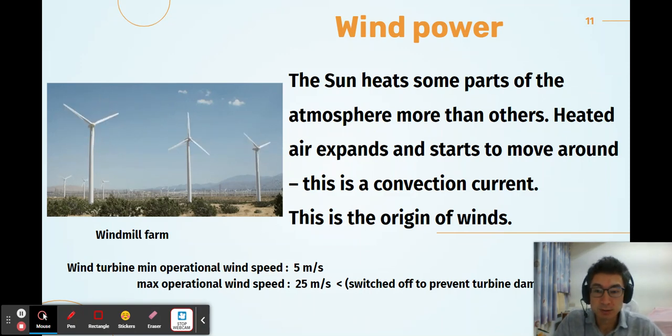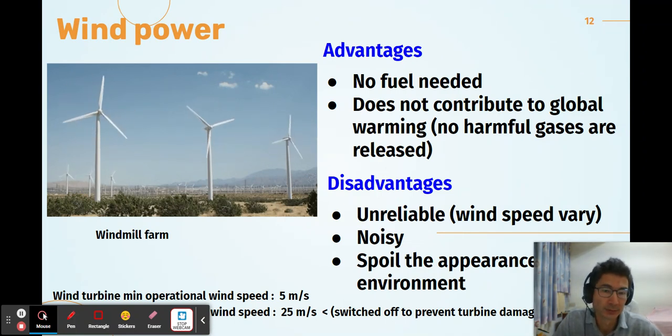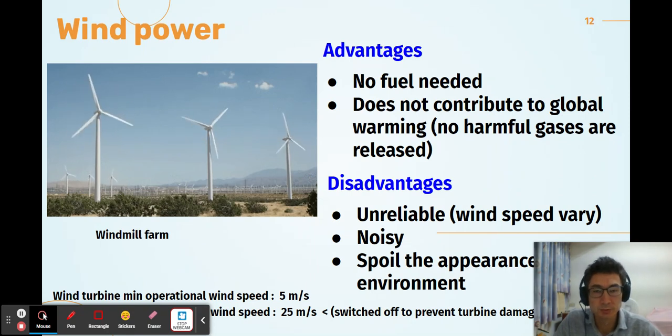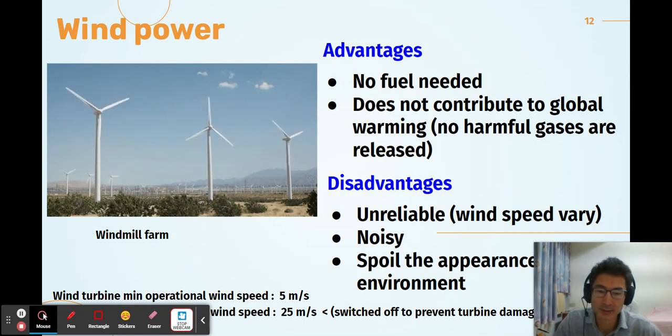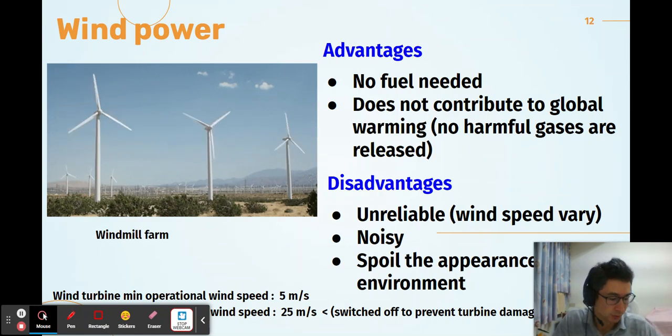Right. So there are of course benefits, advantages and disadvantages. Again, the advantage would be no fuel required. They are renewable, and they do not produce harmful gases. They do not contribute to global warming. Greenhouse gases. They do not produce CO2, nitrogen oxides, and other harmful gases. And that's why there is a shift to renewable energy.